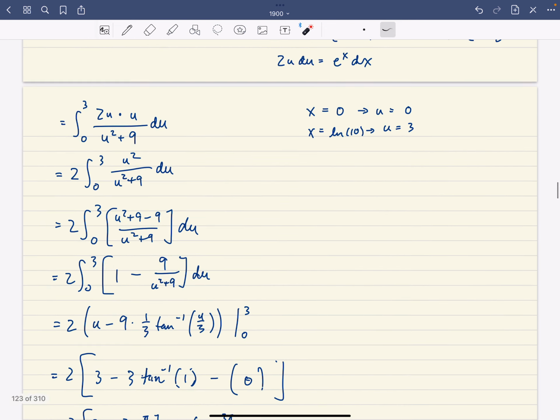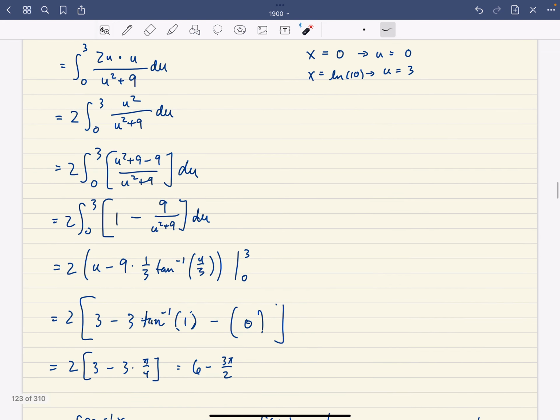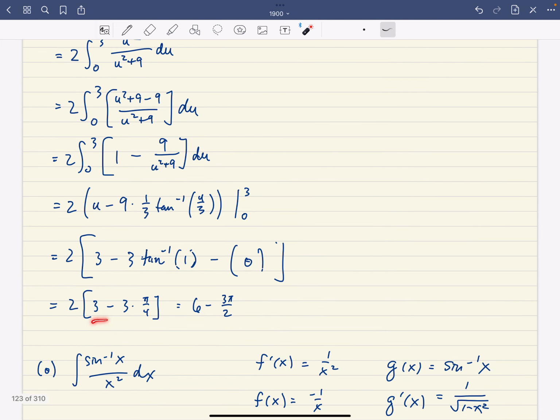And so this turns out to be the integral of u minus, if I bring out the 9, this is again the 1 over u squared plus a squared. So 1/3 inverse tangent u over 3. And then when I multiply by 9, I actually get 3. And so when we plug in u equals 3, we're going to get 3 minus 3 inverse tangent of 3 over 3, which is 1. Okay? And then when we plug in 0, we get 0. And so this is 6 minus 6 pi over 4.